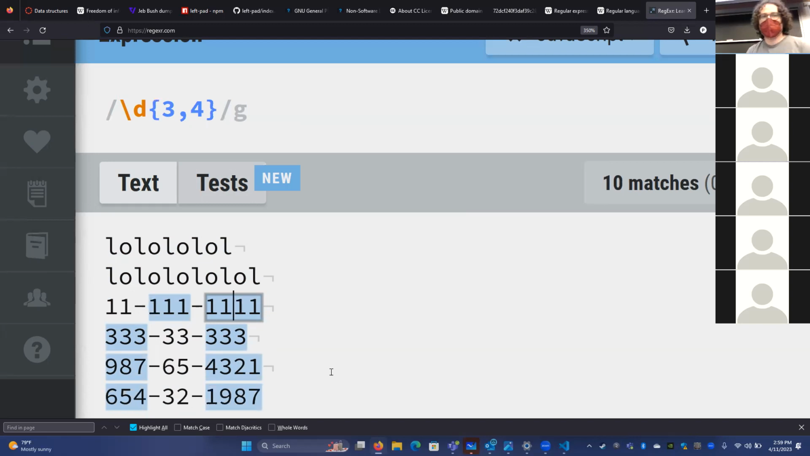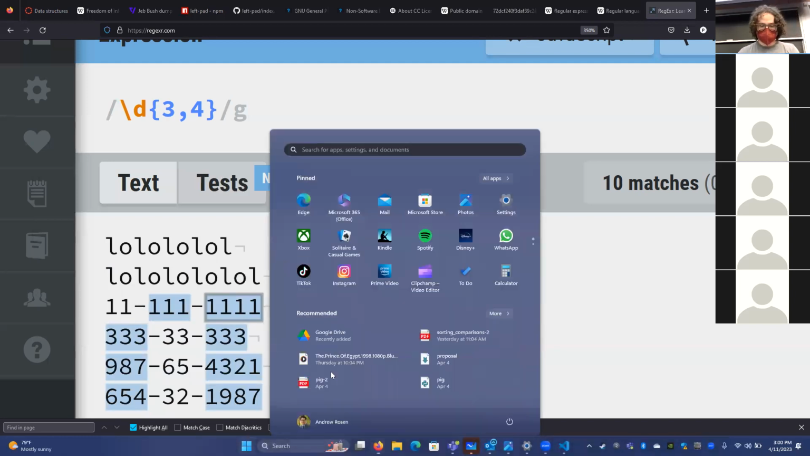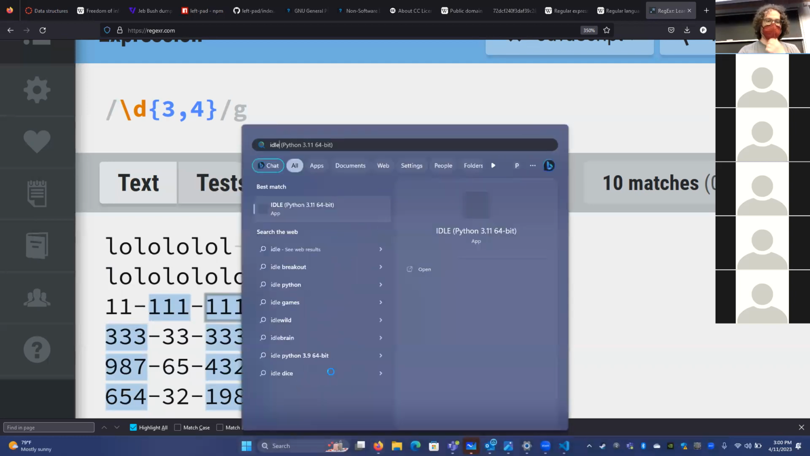Now, how do you use this in Python? I suppose I can talk about that now, and then we can move to concrete examples. Okay, let's open up IDLE.